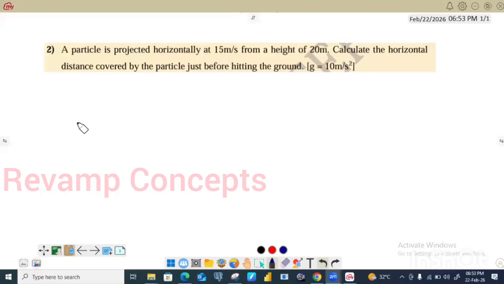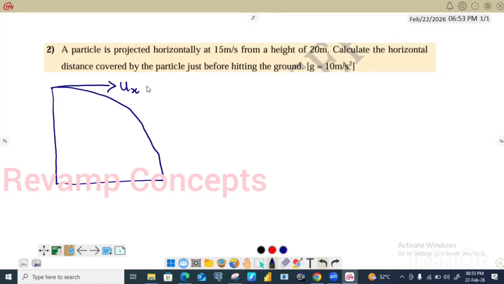Now, if you look at this question, it's also very similar to the first one that we saw. We have a particle that is projected horizontally at 15 meters per second from a height of 20 meters. Calculate the horizontal distance covered by the particle just before hitting the ground. Like I said earlier, it's not all the time you are going to be sketching the diagram. I'm just doing that for the sake of explanation and for you to know the type of projectile we are dealing with. Now, in this case too, the body is projected from a given height to the ground with a horizontal velocity of 15 meters per second.